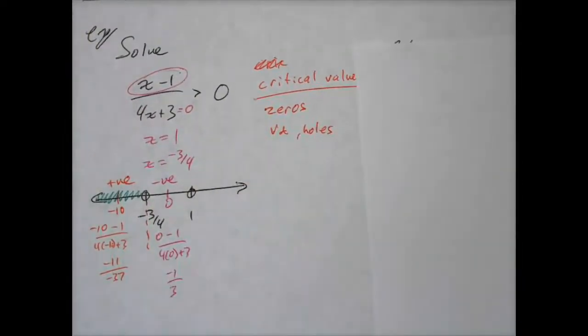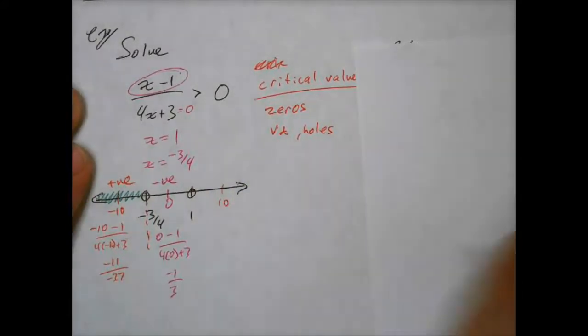Likewise, again, we will choose something outside of 1. So say we choose something like 10.